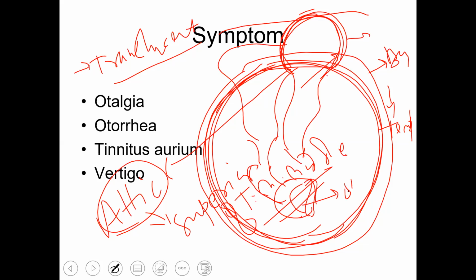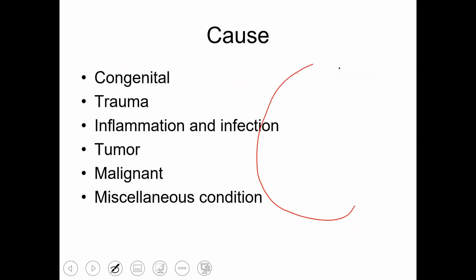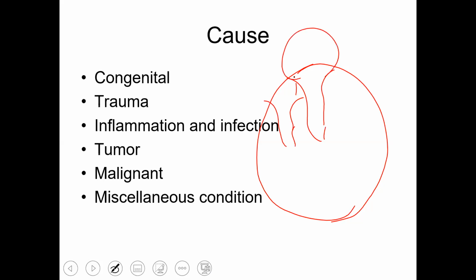Stapes. Again, we can take this structure like this. We have the malleus, with the incus behind this and lateral to the malleus. The head lies in the attic like this. This is the incus, and this is the stapes.